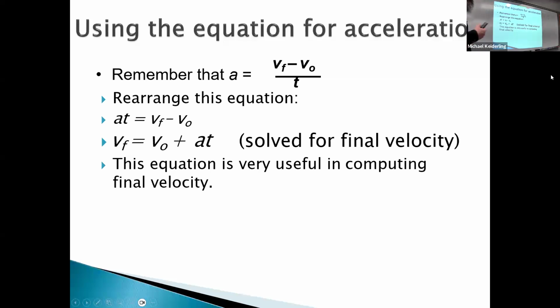Sorry about that. This can be rewritten to solve for final velocity: final velocity is initial velocity plus acceleration times time. And that's very useful for computing final velocity. It's possible to rewrite this to solve for any of the other ones. Initial velocity is final velocity minus acceleration times time. And time is final velocity minus initial velocity over acceleration.